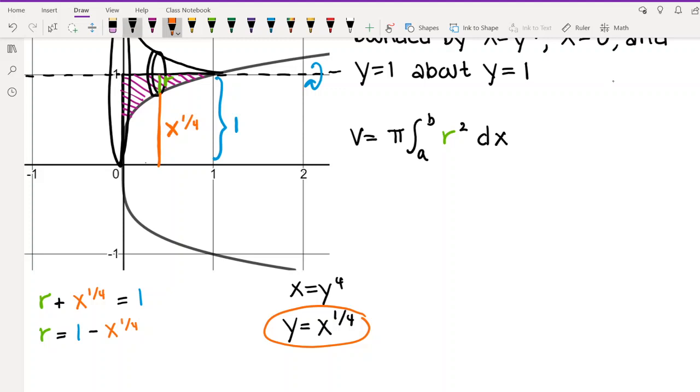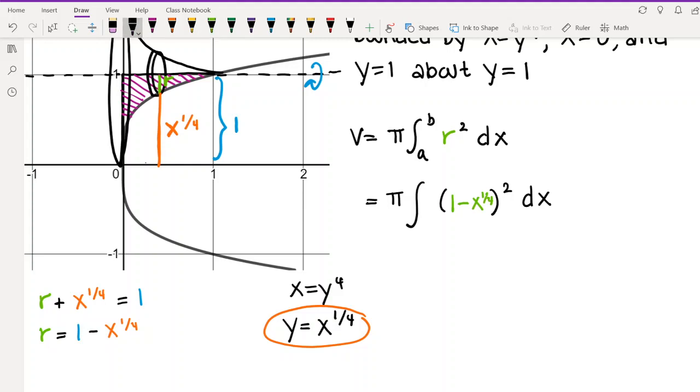This, again, is why it's so important that you draw a picture and make sense of what's going on, rather than just blindly grabbing a function and plugging that in for r. That will work in some cases, you might get lucky, but in some cases it won't. So it's really important that you draw a picture and get a grasp on what's happening in that specific situation. So we're going to replace r with 1 minus x to the 1/4.